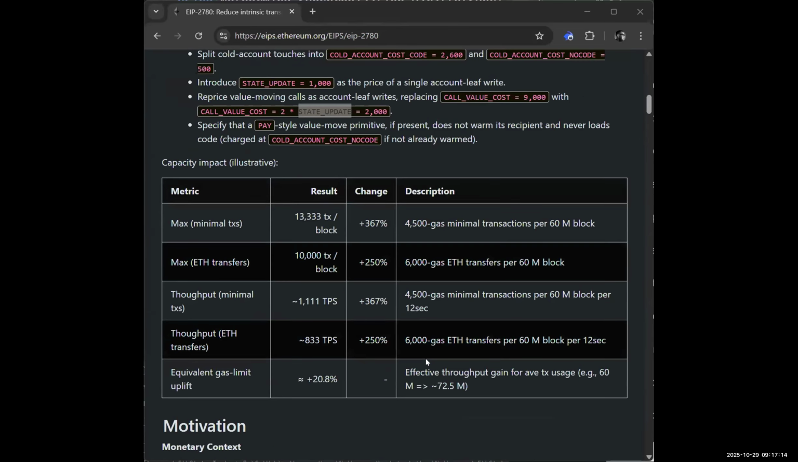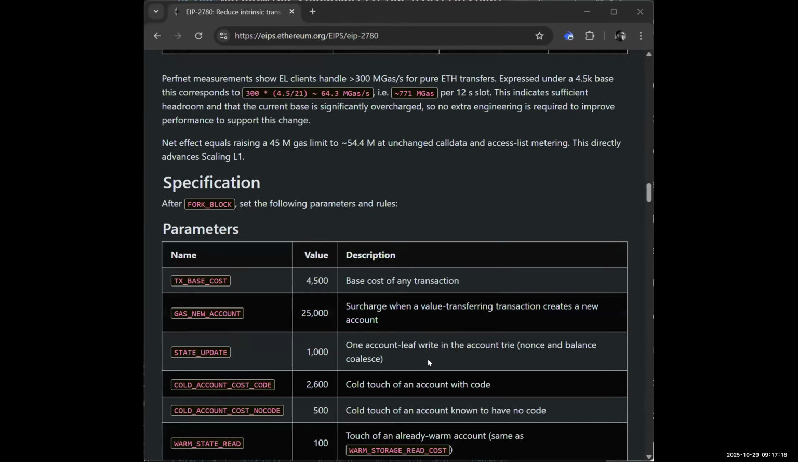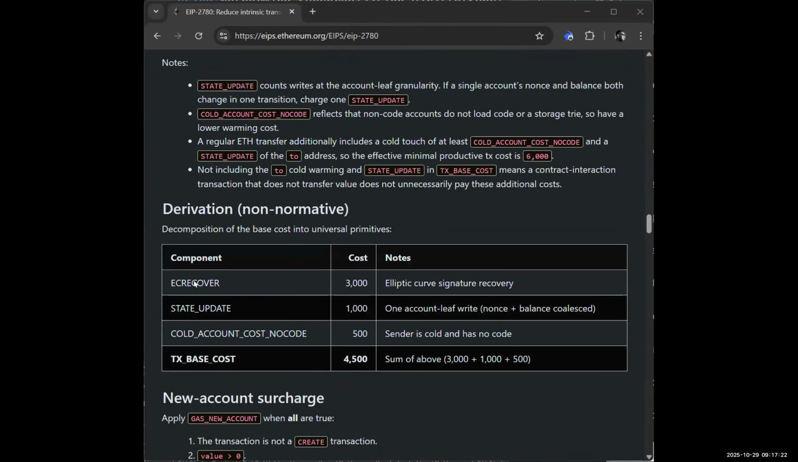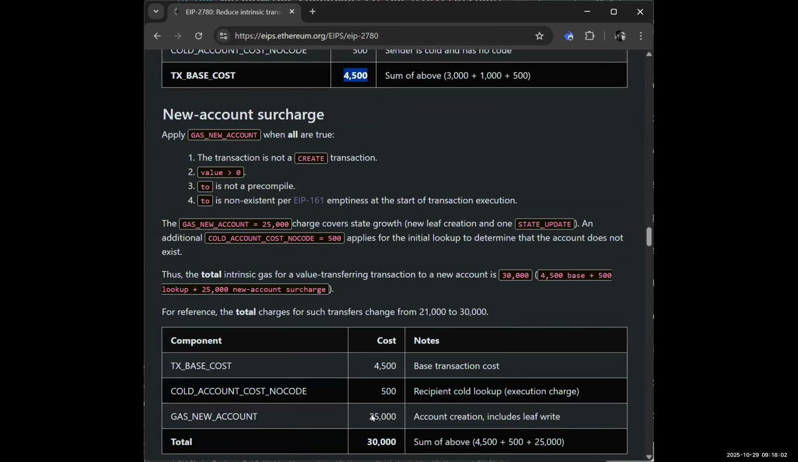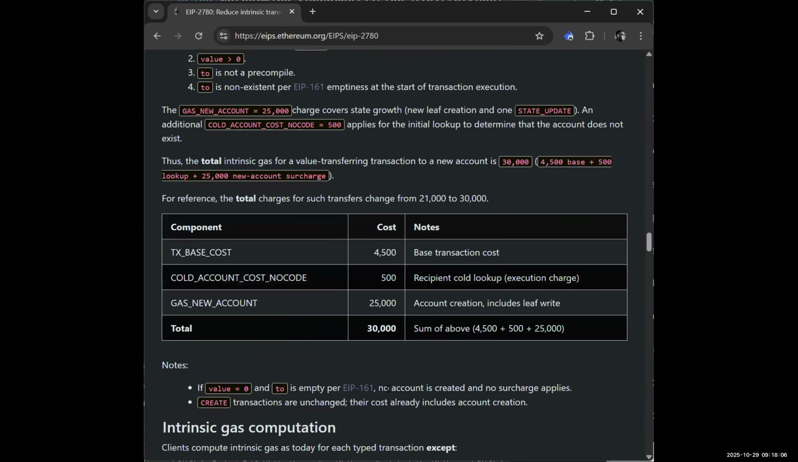If I do the breakdown, where is it? Yeah. So the breakdown is essentially EC recover at 3000 gas, a state update, which is updating the balance, charging the gas. So it's like a single leaf update counted. And then no code. Oh, sorry, it does a charge for warming. And then no code warm, which is if you're an EOA initiating the transaction, then you don't have code that you're loading. That's where the 450 comes from.